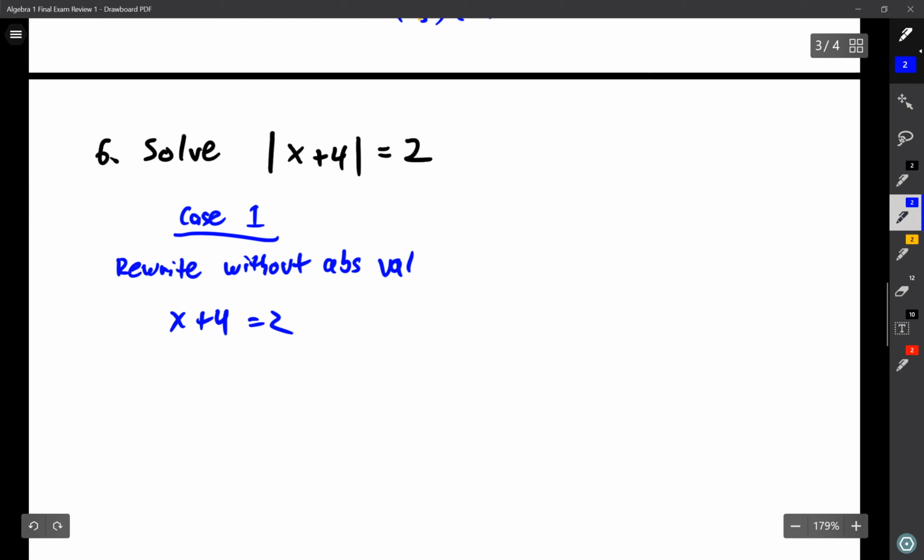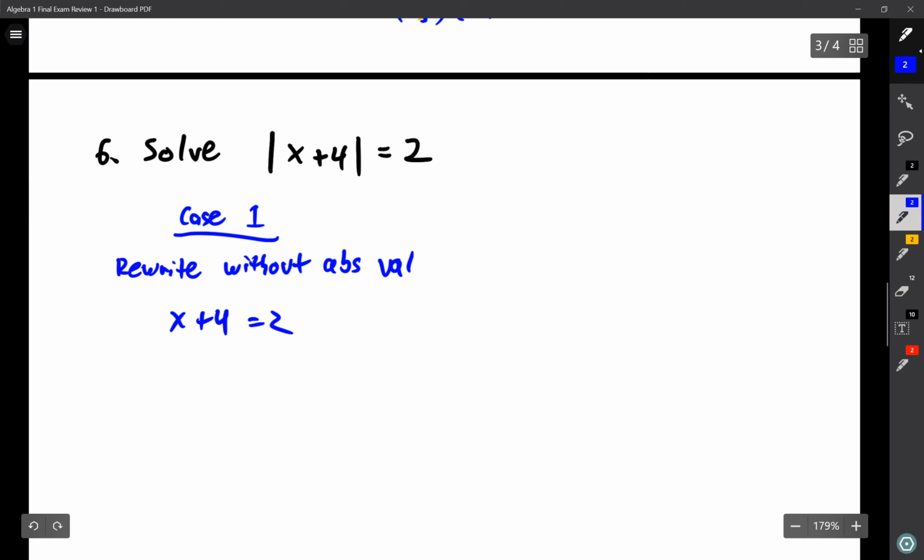what we do is, instead of absolute value, we rewrite it as negative parentheses. So we're going to do this as negative (x plus 4) equals 2. So then negative x minus 4 equals 2. So I need to add 4 to both sides. So negative x equals 6. So then x equals -6.